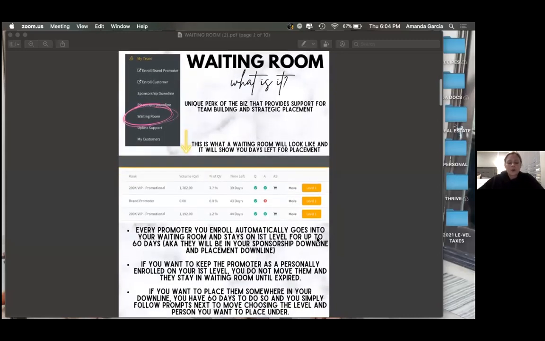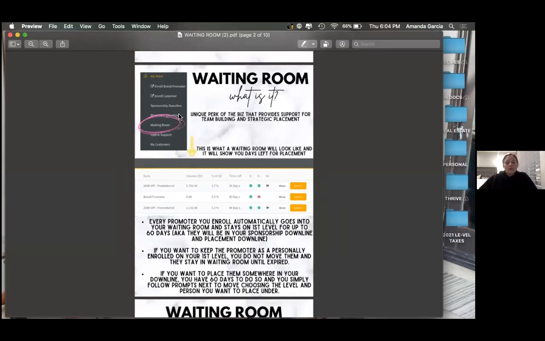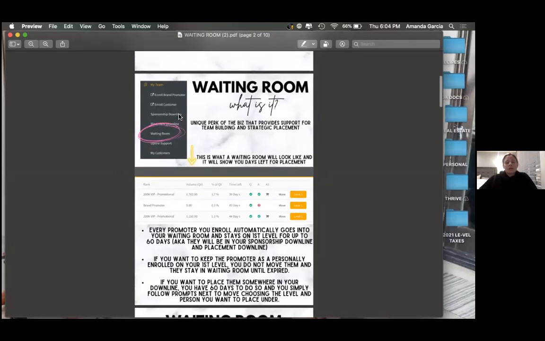Okay, so we're going to go over the waiting room. It's not letting me zoom out. Hold on. Okay. I'm going to send this to you guys so you can review later. In the same drop down under my team, where sponsorship and placement downline are, this is where your waiting room is. So what is a waiting room? A waiting room is a huge perk of our business that literally allows you to build teams and strategically place people together to help them grow further.